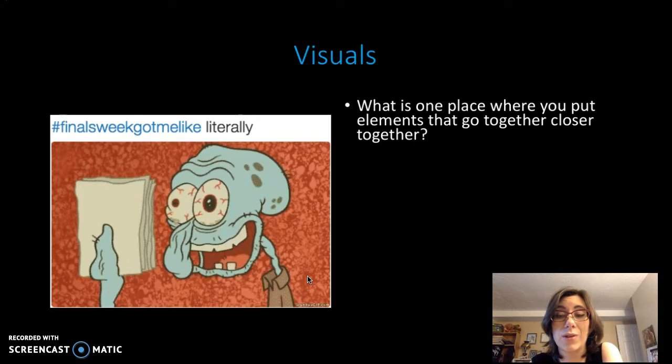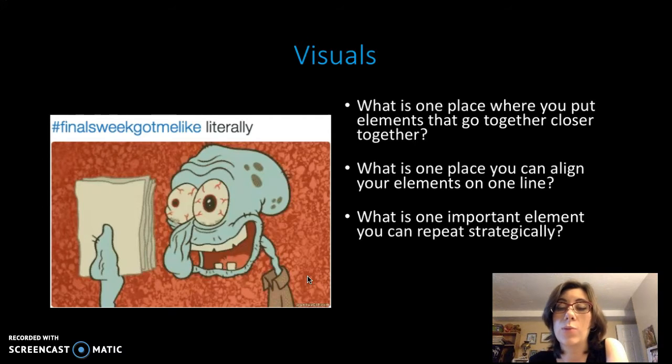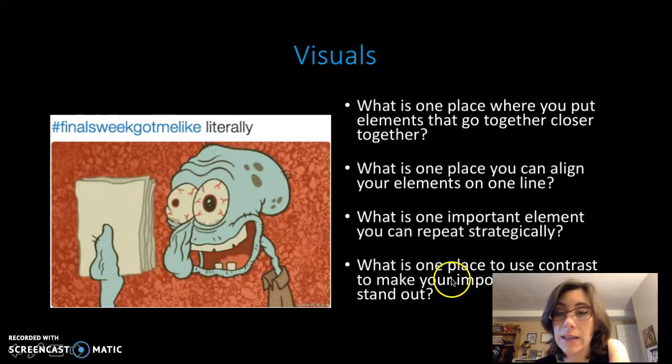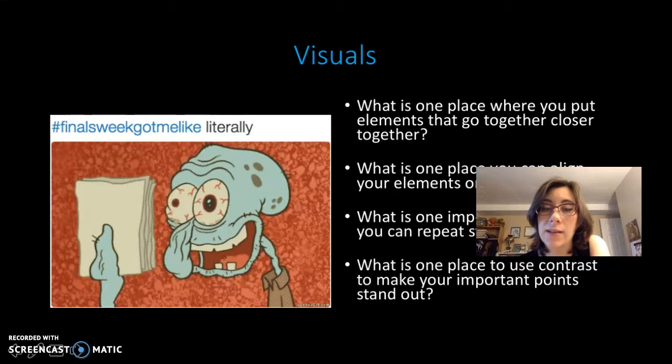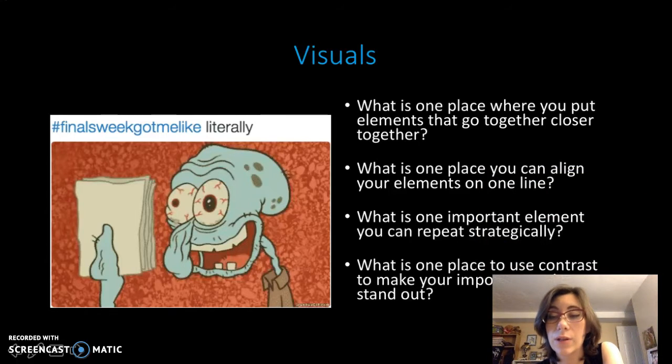What is one place where you should rearrange some of your visuals to put elements that go together closer together? What is one place where you can align your elements along one alignment instead of having them just put willy-nilly, okay? What is one important element you can repeat strategically? Usually this is a logo. And finally, what is one place to use contrast to make important points stand out? And how are you going to use contrast? Are you going to use colors? Are you going to use size? Are you going to use font? How are you going to use contrast to really make your important points pop at the reader?